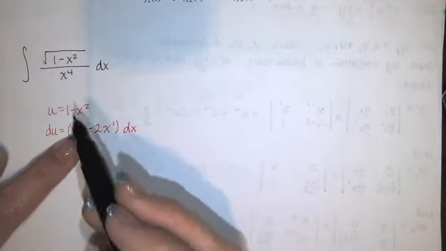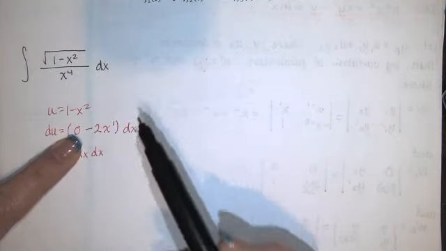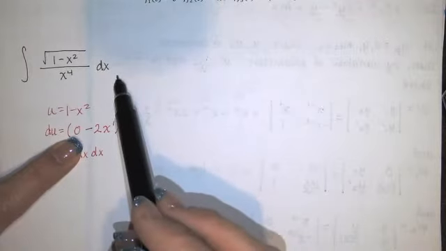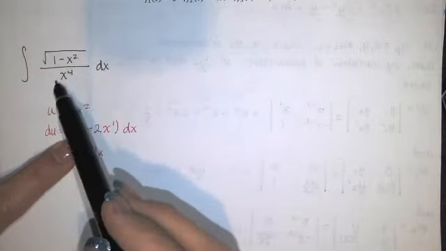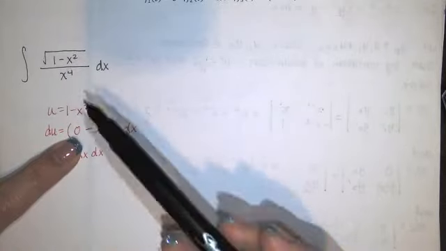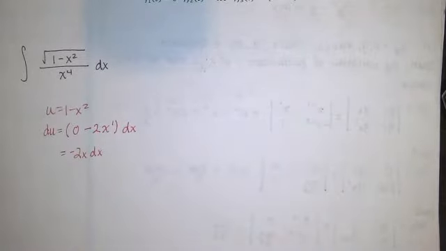But when I'm trying to decide whether or not U substitution will work, I compute this du, and then I look at it and I say, is there an x dx up there somewhere? And there's not. I've got an x to the 4th, but it's in the denominator. That's really a 1 over x to the 4th. So U substitution is not appropriate here, and we should try something else.